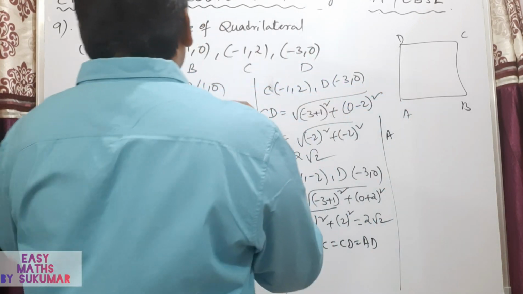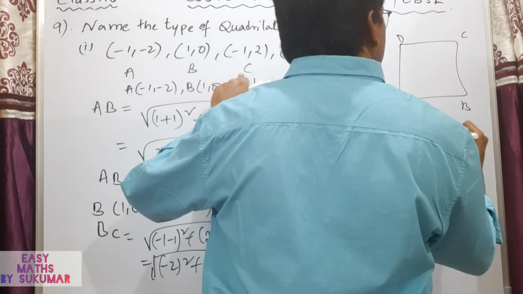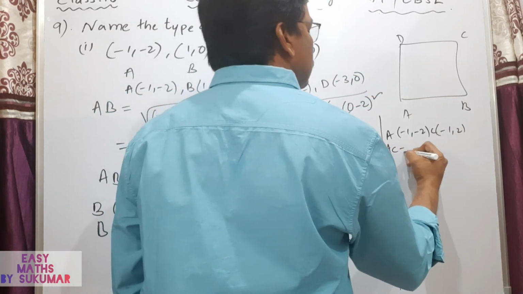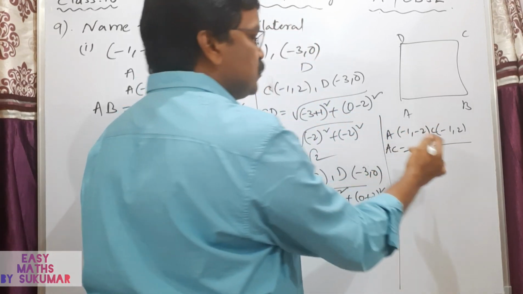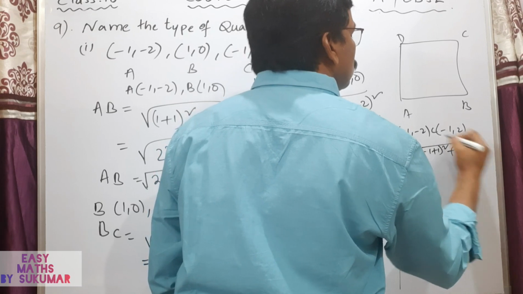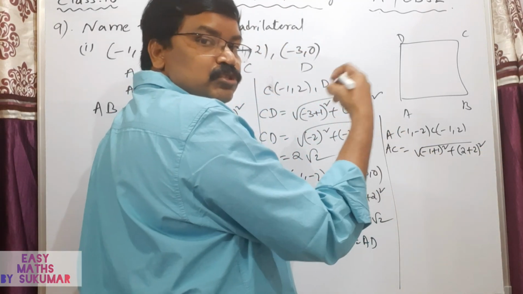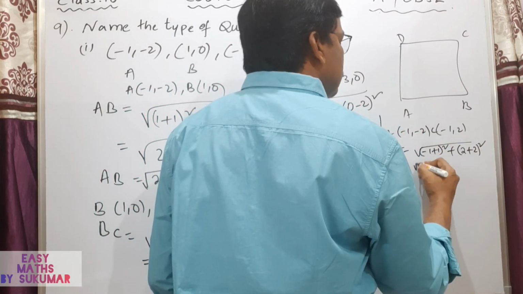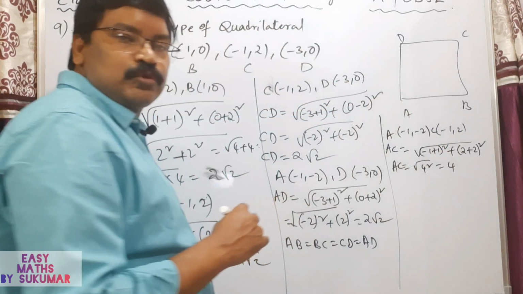AC and BD. What is A? (-1, -2) and C is (-1, 2). So AC is equal to root of (-1 minus of minus, plus 1) whole square plus (2 minus of minus, plus 2) whole square. -1 plus 1 is 0. 2 plus 2 is 4. 4 square means that is equal to 4. So AC is equal to 4 units.